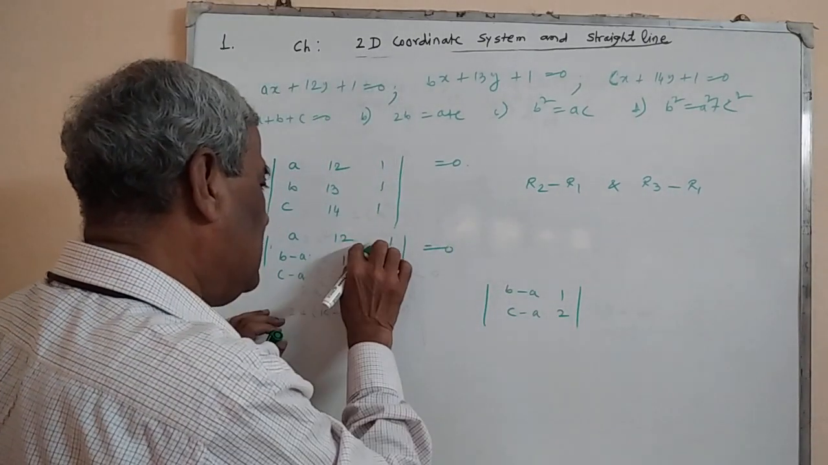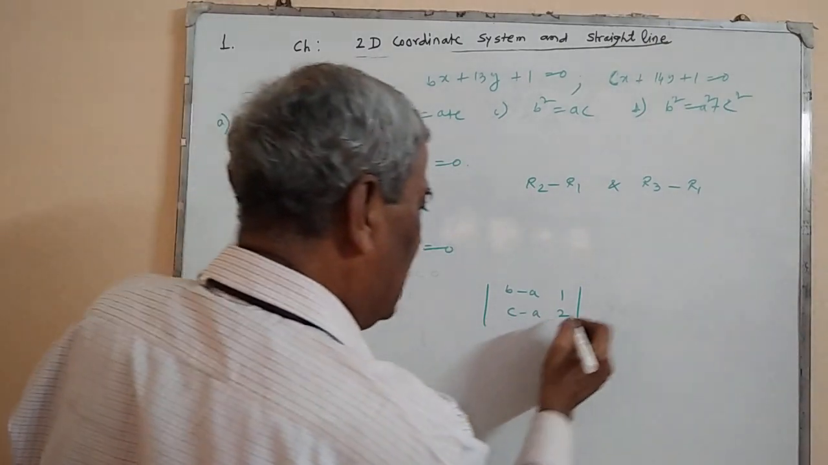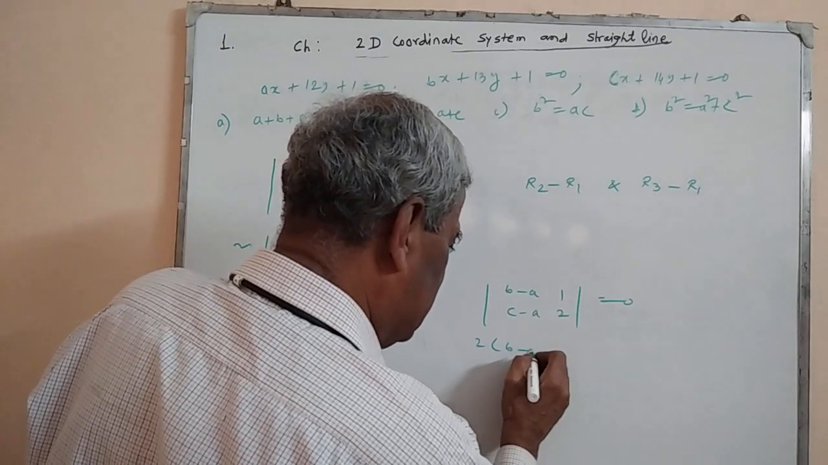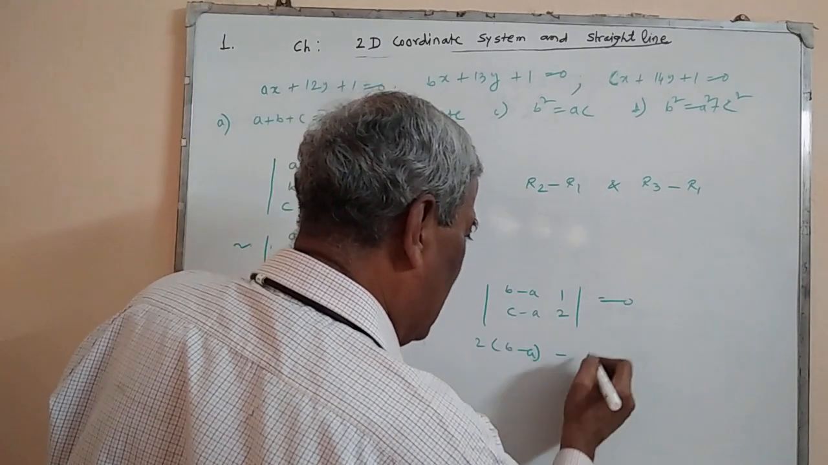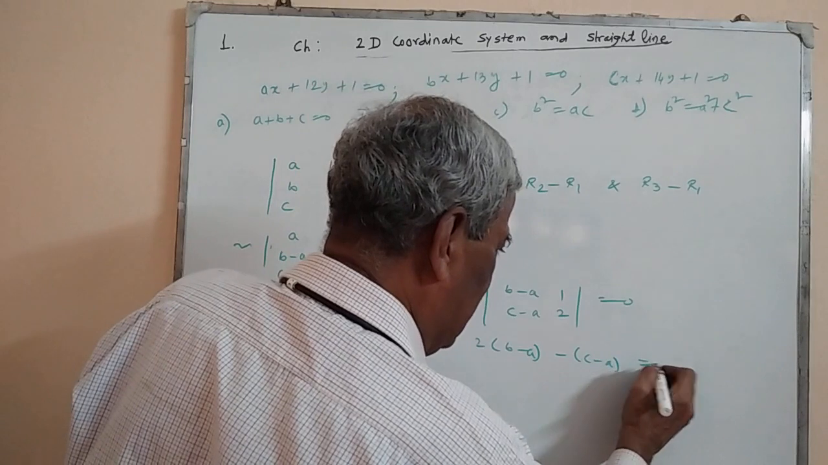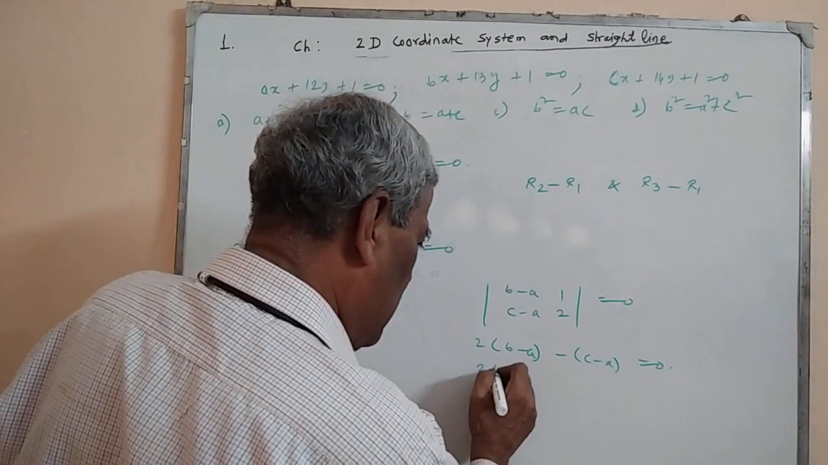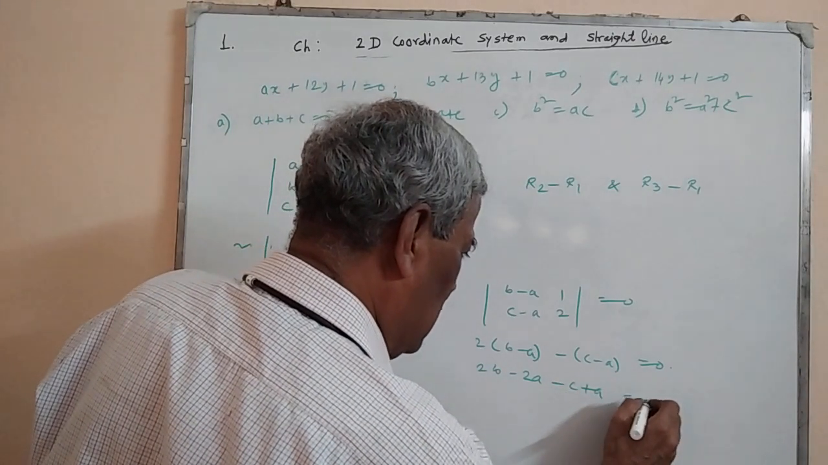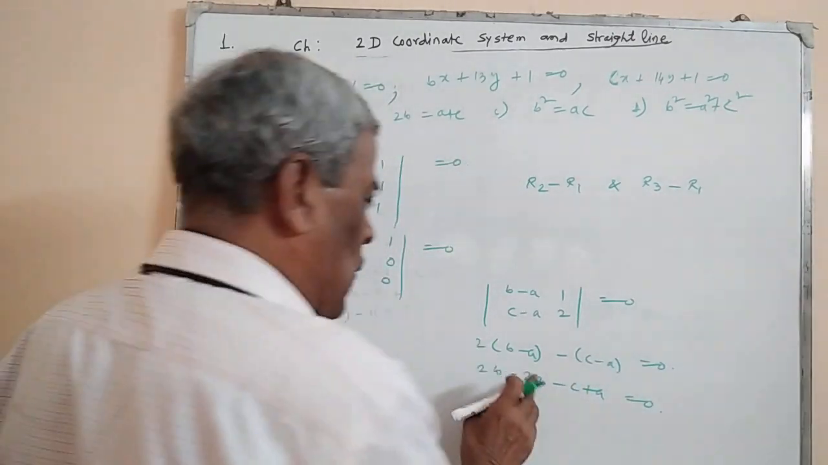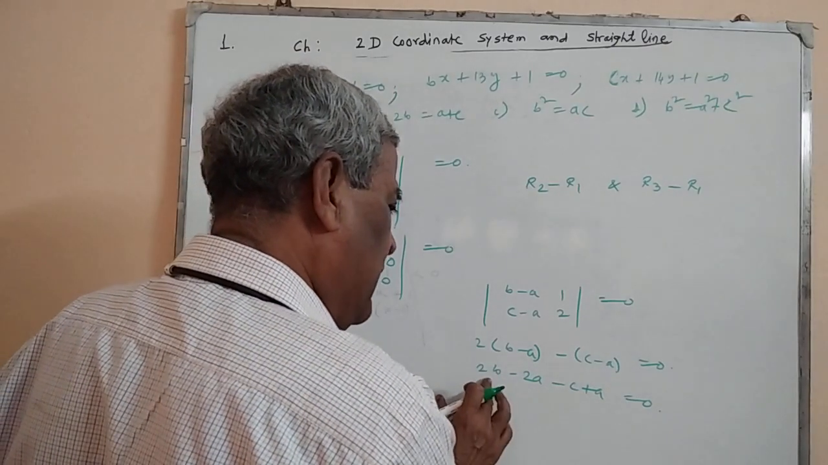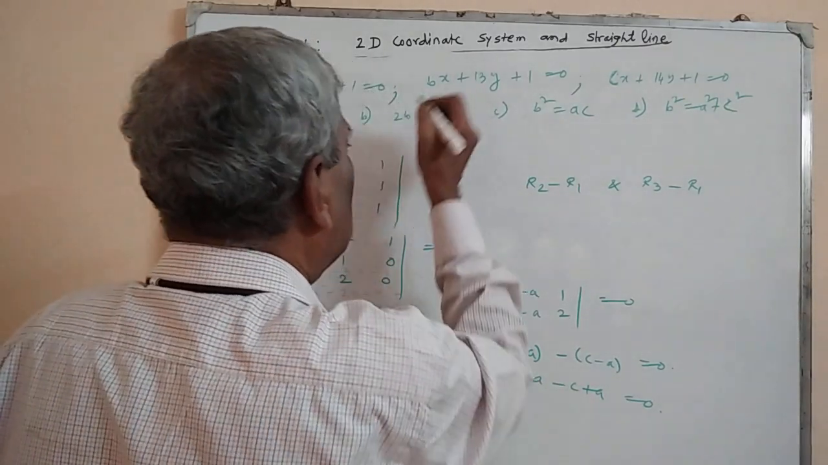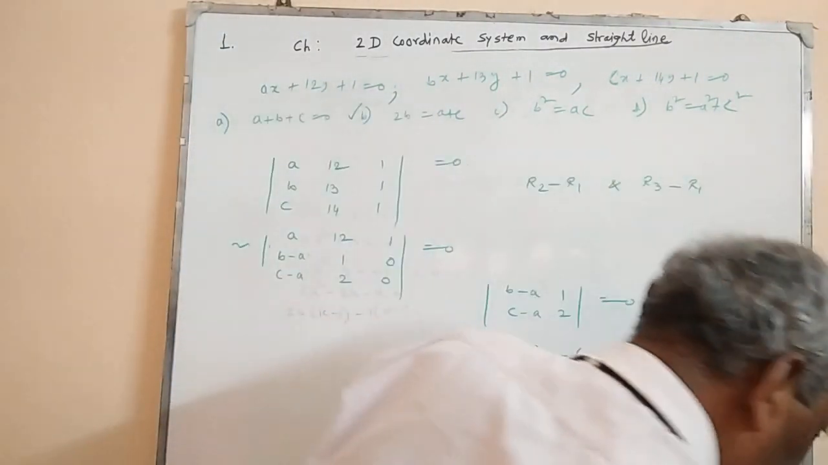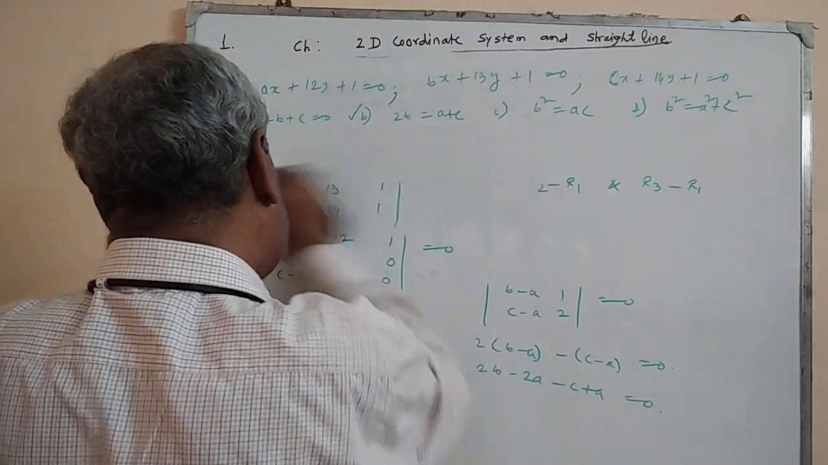So 1 into that determinant, whose value is equal to 0, whose value is 2 into B minus A minus 1 into C minus A, that must be 0. So 2B minus 2A minus C plus A is equal to 0. One A will be cancelled. So 2B is equal to A plus C. So this is our answer. Next problem.